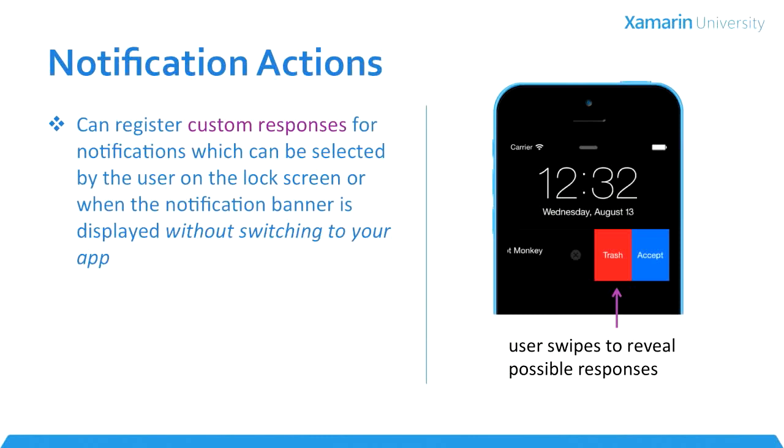We do that by swiping the notification. And you have similar touch responses for banners where you can pull them down to reveal actions, which can be performed directly to the notification without the user having to switch out of the app that they're currently in or even unlock the device.